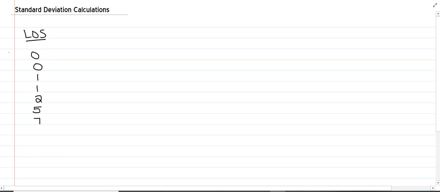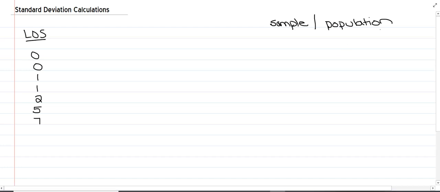Okay, so we have this length of stay here. We want to find the standard deviation of these data values. When I'm finding the standard deviation, the very first question I need to ask myself is, am I looking at a sample or am I looking at a population? Now, this is important to note because there are two different formulas for both of these.